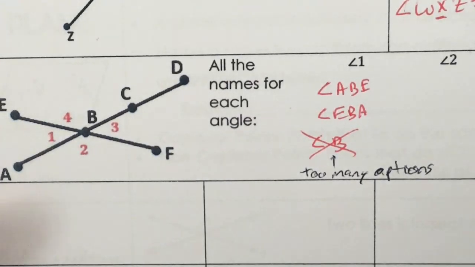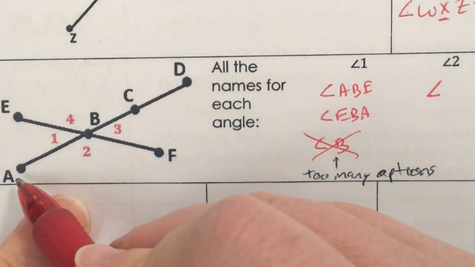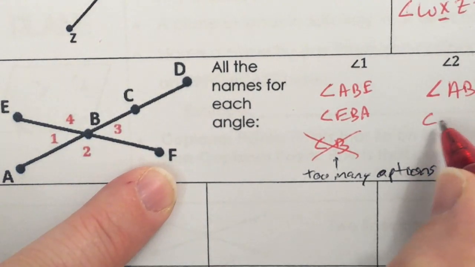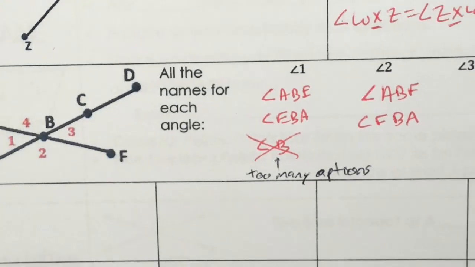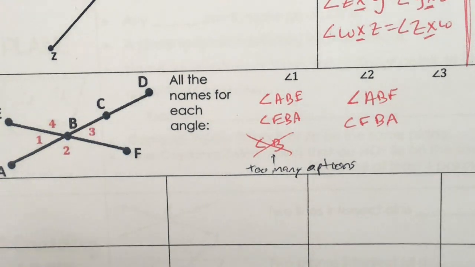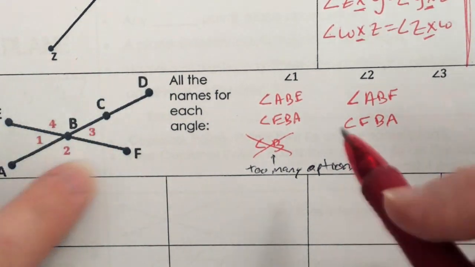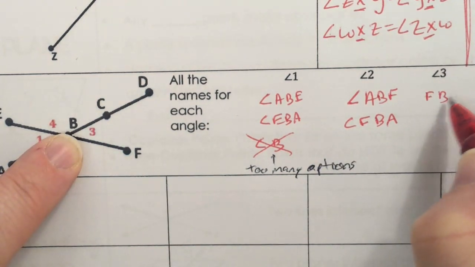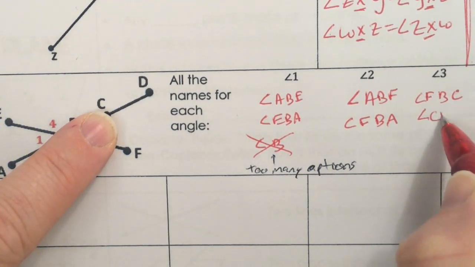All right, let's try angle 2. Here's angle 2. We could say ABF, or the reverse version, FBA. All right. Angle 3, we can say FBC, or the reverse version, CBF.